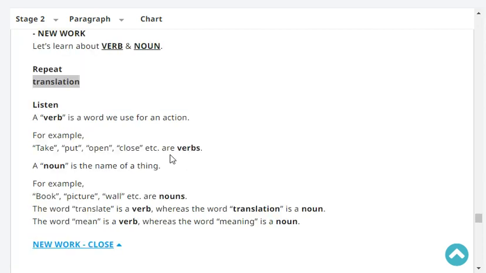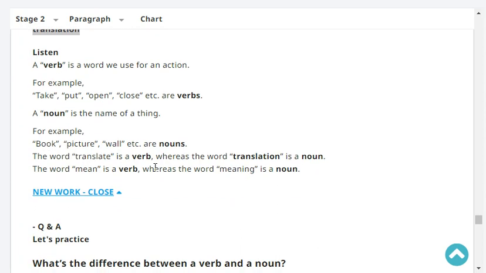Okay, listen. A verb is a word we use for an action. So a verb is an action word. For example, take, put, open, close, run, walk, etc. A noun is the name of a thing, like place, animals, etc. For example, book, picture, wall are nouns. The word translate is a verb, whereas the word translation is a noun. The word mean is a verb, whereas the word meaning is a noun.